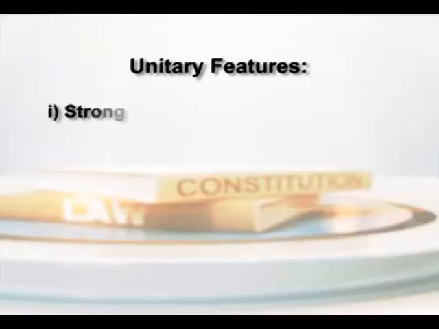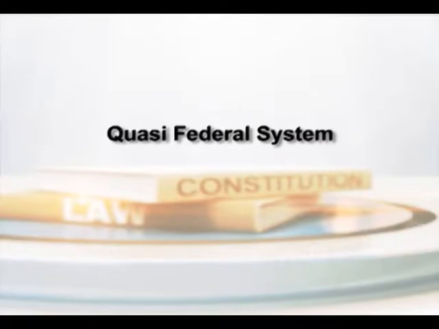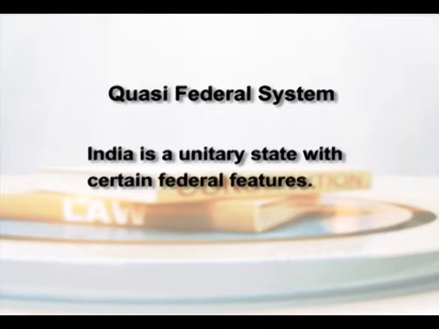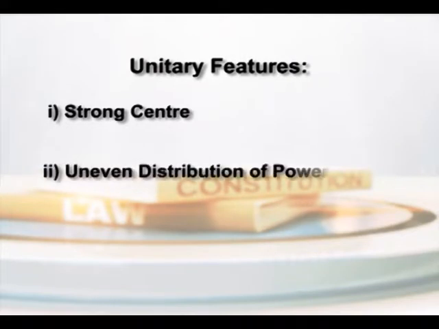What are the unitary features of the Constitution of India? The Indian Constitution has tried to create a very strong center. It is a centralized federalism. Wheare called it a quasi-federal system. Often it is said that it is basically a unitary state with certain federal features. India encourages an uneven distribution of power.